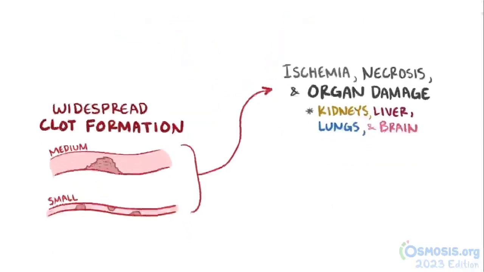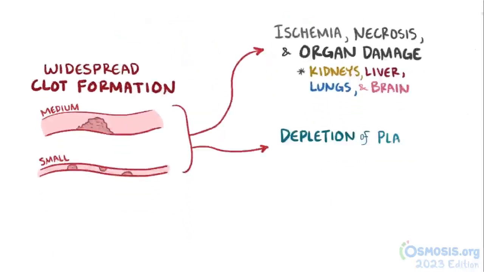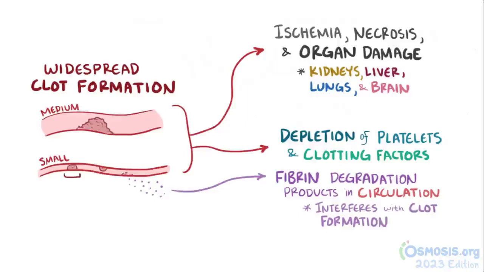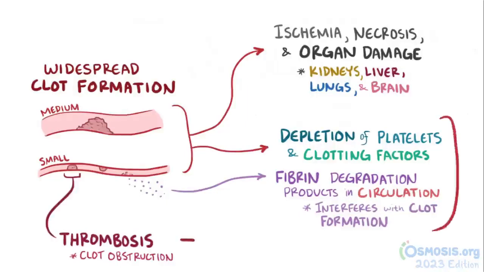The massive formation of clots throughout the body depletes the supply of platelets and clotting factors. To make things worse, as those clots are broken down through fibrinolysis, fibrin degradation products are released into the circulation, and these interfere with platelet aggregation and clot formation, making hemostasis even more difficult. And the result is this paradox, right? On one side you have thrombosis, which is when clots obstruct the vessel, and at the same time you have trouble forming new clots, which leads to bleeding.